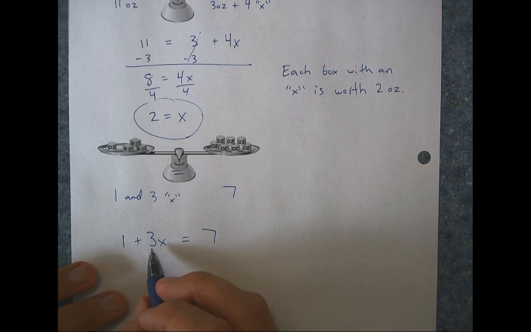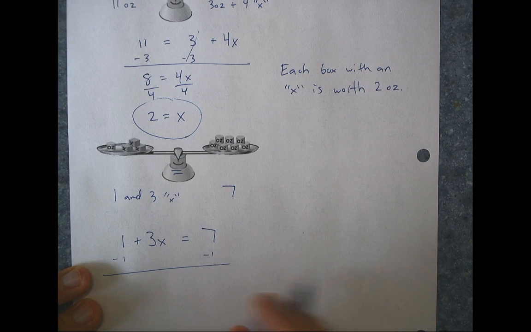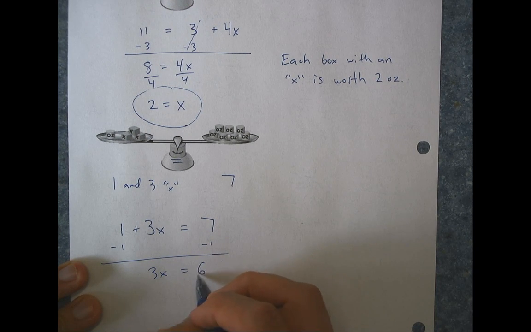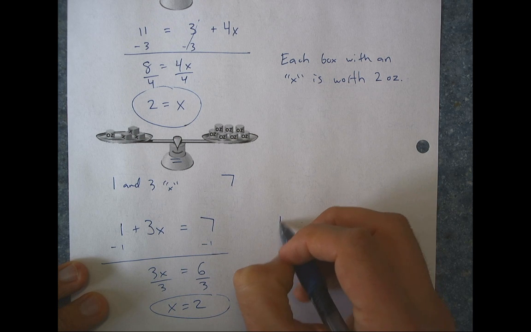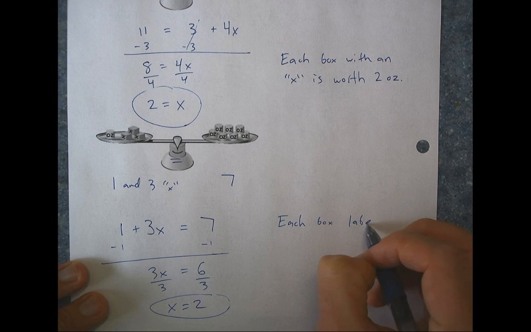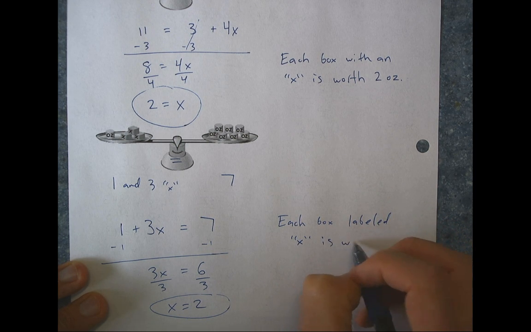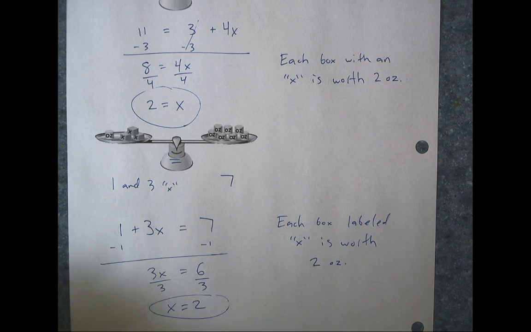Solve the problem. We could divide by 3, but why would we want to? It's going to create some nasty numbers. So I'm going to subtract 1 on both sides. 3x equals 6. Divide by 3. x equals 2. And so again, each box labeled x is worth 2 ounces once again. So it's kind of just a visual example of how these equations work.